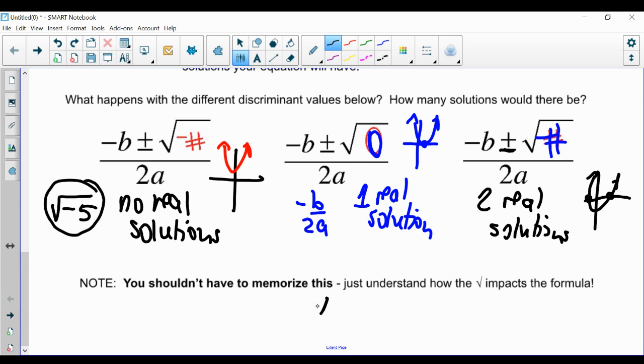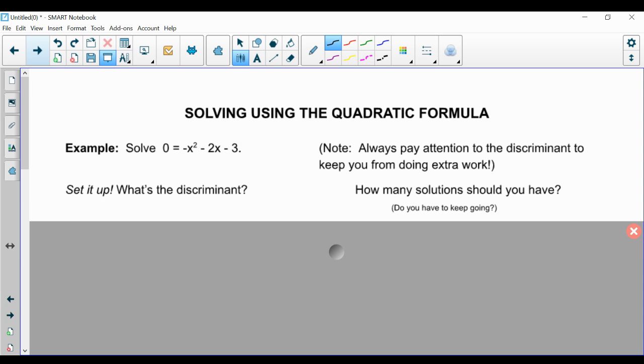You shouldn't have to memorize our discriminant. Keep in mind that what we just did was we looked and saw what was actually happening in each quadratic formula. So just think about, how does that square root impact our formula to tell us how many solutions we have? Let's go ahead and flip it over to the back side and start applying this.